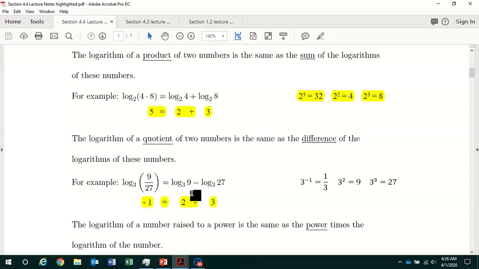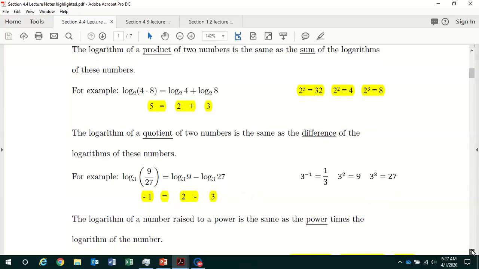Well, log base 3 of 9 is equal to 2, because 3 squared is equal to 9. And log base 3 of 27 is equal to 3, because 3 cubed is equal to 27. So on the right we have 2 minus 3, which is equal to -1. And so this demonstrates the truthfulness of the quotient rule, right, with real numbers.